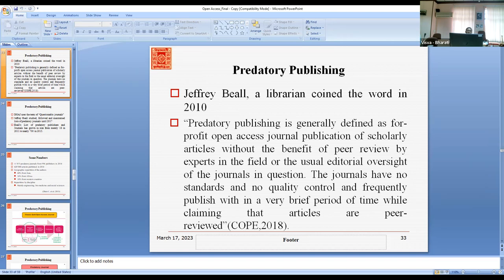And Jeffrey Bell, who introduced predatory publishing, first gave the information about it. He maintained a list of predatory publishing, known as Bell's list. Until 2017, he maintained and updated that list, but after that he did not maintain it because the publication is rapidly increasing. So he cannot control the list of the publishing. That's the problem.